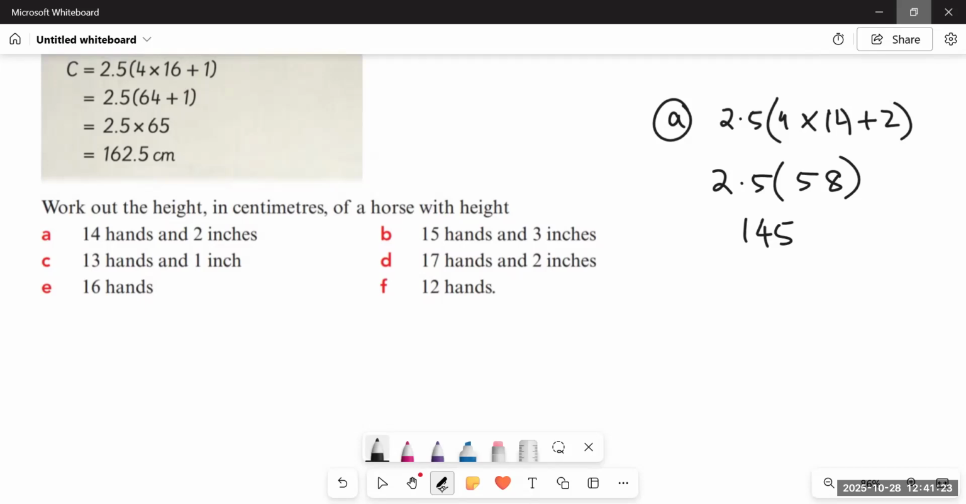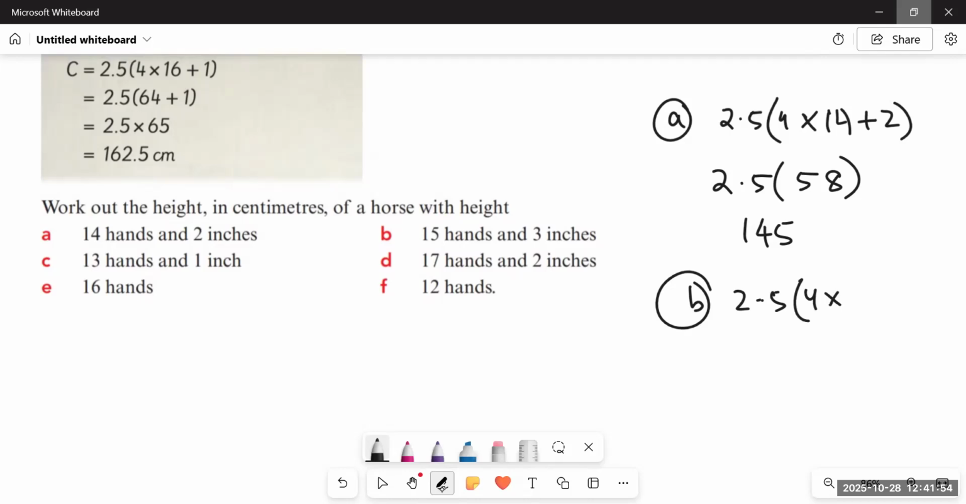You see what we did? We simply multiplied the number of hands, 14, with 4, because 4 is a constant here. We got 56. Then we added the number of inches, which was 2, so it became 58. And then after getting 58, we multiplied it with the constant 2.5. Upon multiplying it with 2.5, we got 145. And that's all. Similarly, we have to do the same thing in part B, C and the rest.